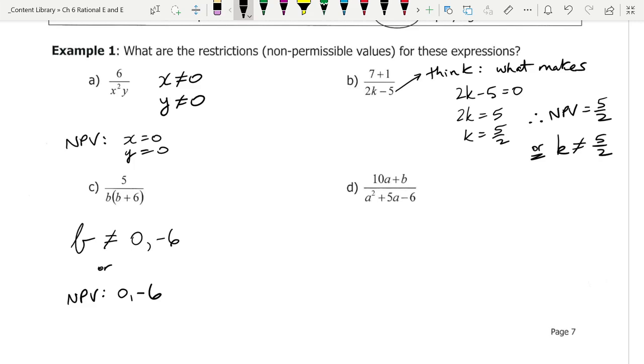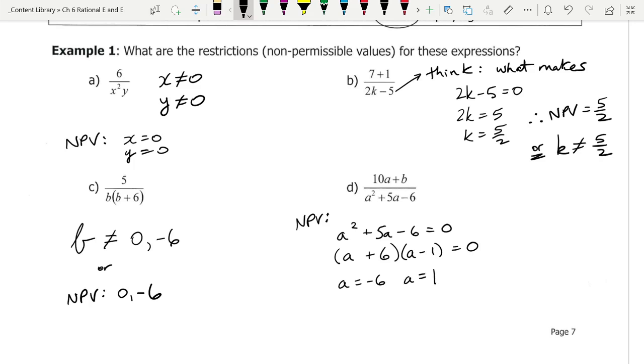All right, now let's move on to D. What do you think? What would make that 0? This should feel familiar. We just did this. My non-permissible values happen when a squared plus 5a minus 6 equals 0. Flashbacks from last unit, right? This factors as (a plus 6)(a minus 1). So my non-permissible values are when a is -6 or a is 1.